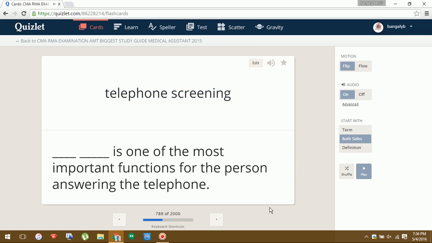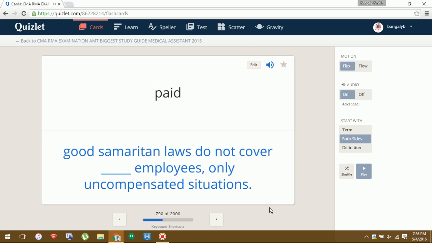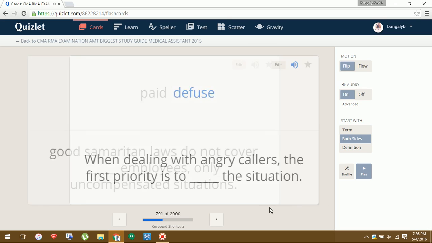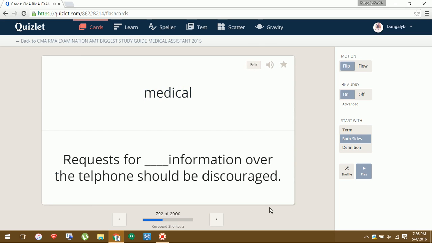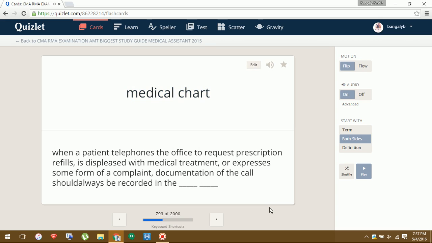Telephone screening. Telephone screening is one of the most important functions for the person answering the telephone. Paid. Good Samaritan laws do not cover paid employees, only uncompensated situations. Defuse. When dealing with angry callers, the first priority is to defuse the situation. Medical. Requests for medical information over the telephone should be discouraged.